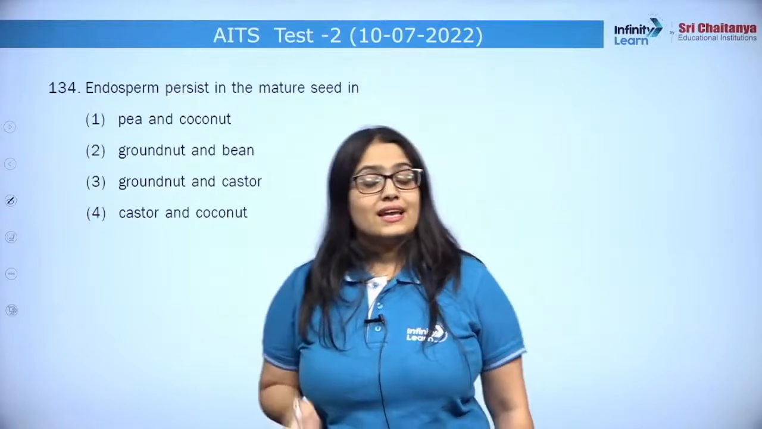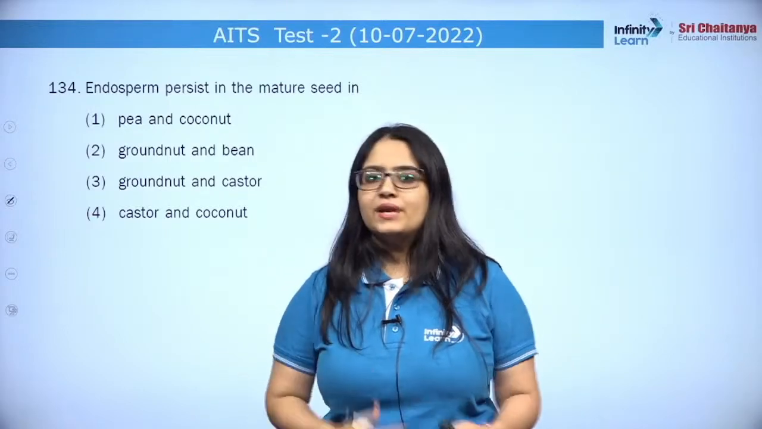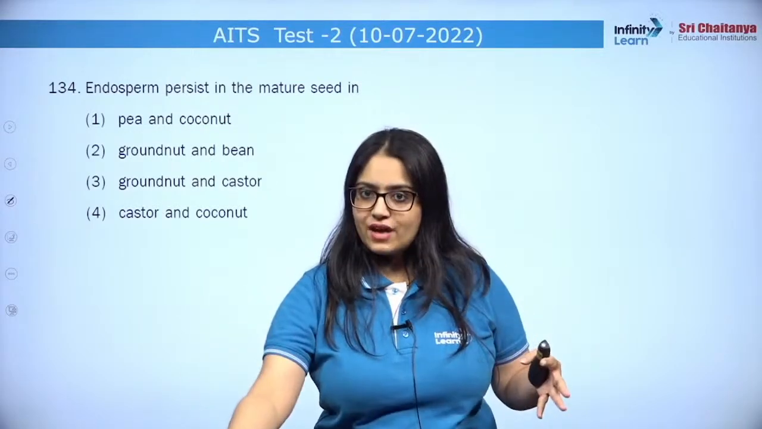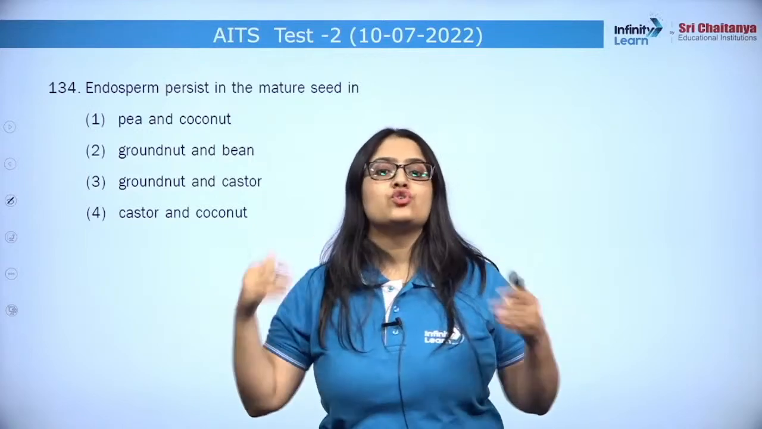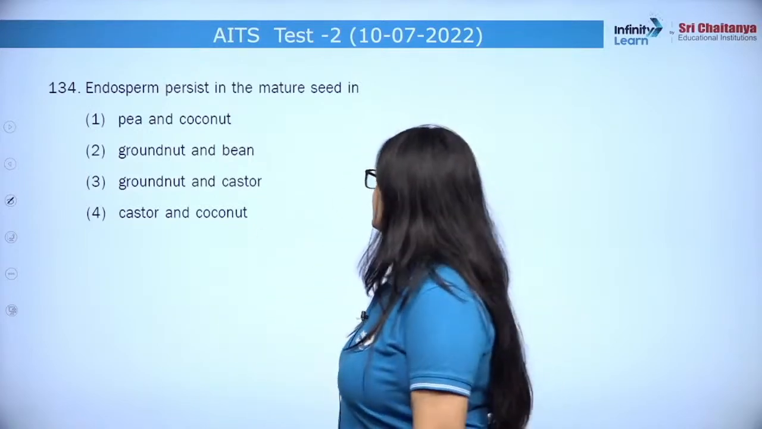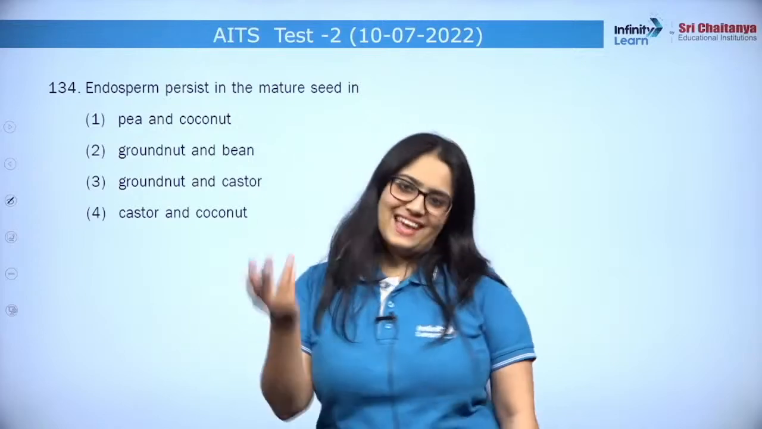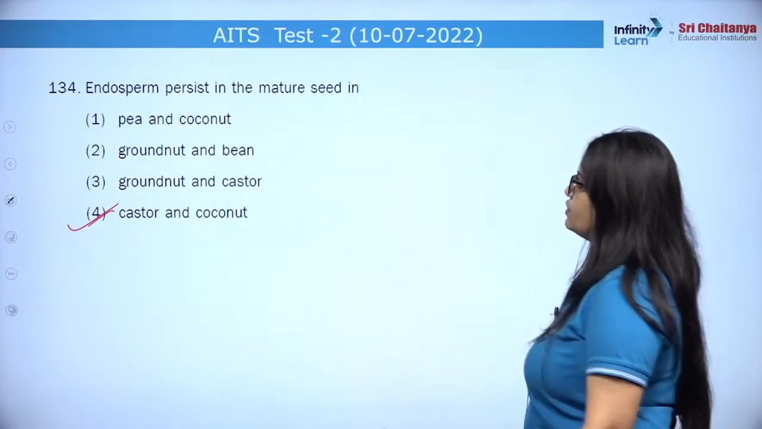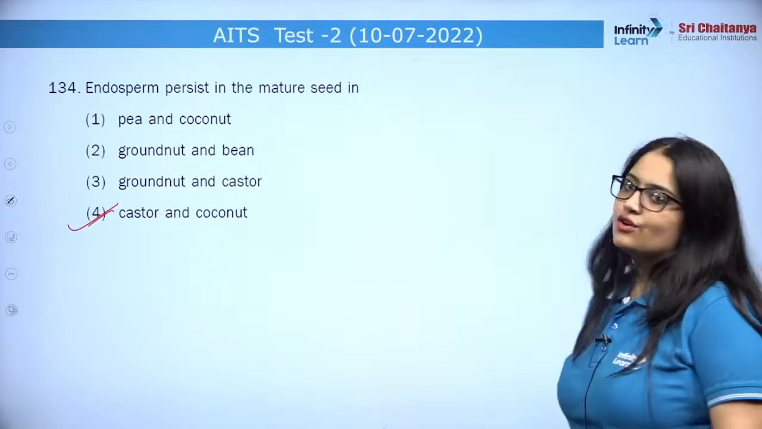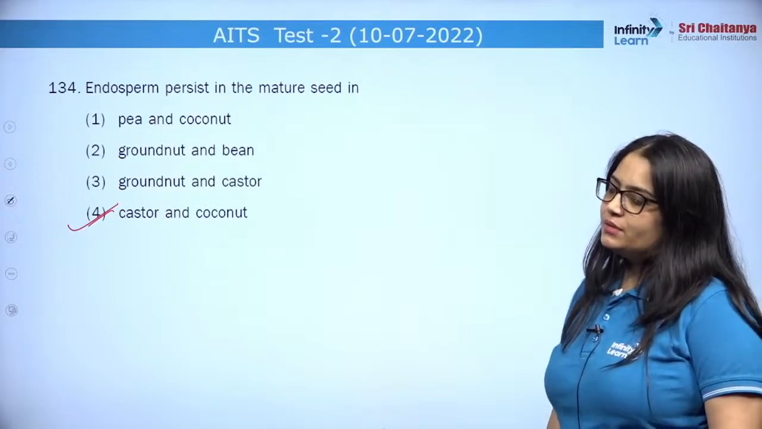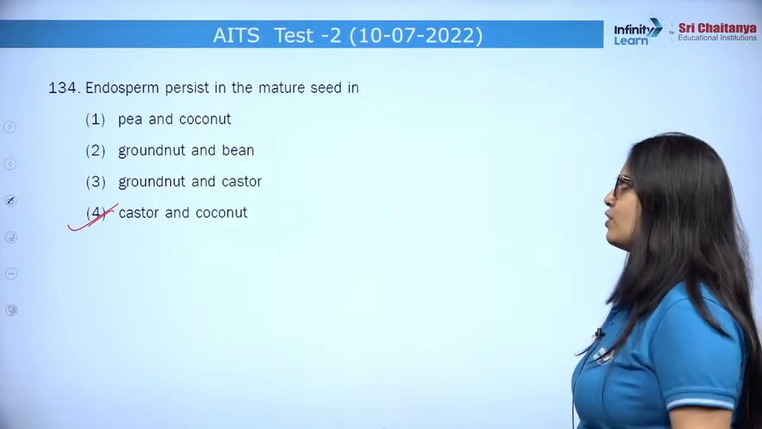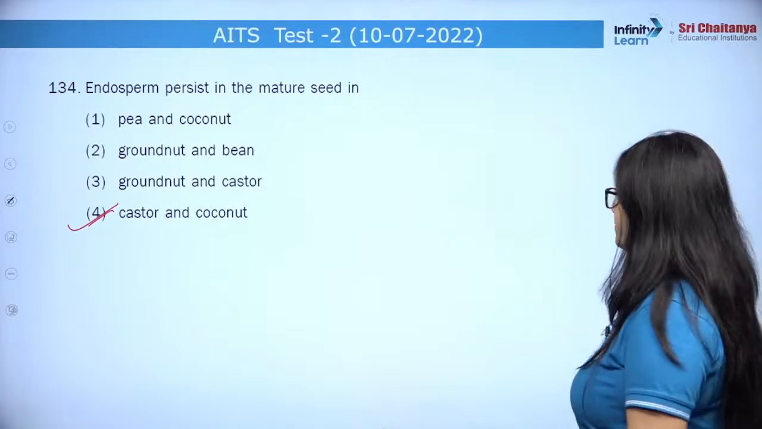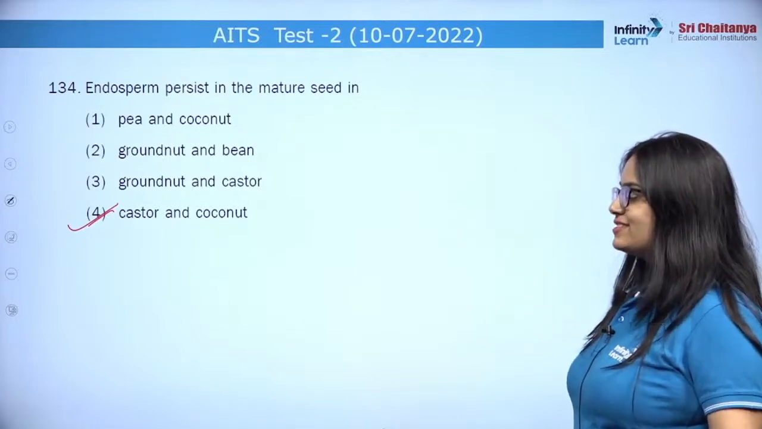There are seeds, my dear students, in which endosperm is not completely consumed by the developing embryo. It still remains persistent. It still remains left out in the seed. It persists in the mature seeds. Such seeds are known as endospermic seeds or albuminous seeds. An example is castor and coconut. Castor and coconut are endospermic seeds. Endosperm persists in their mature seeds. Pea, groundnut, bean, they are non-endospermic. They do not have endosperm in the mature seeds because the endosperm got completely consumed by the developing embryo. Next question, castor and coconut, endospermic seeds. Have persistent endosperm in their mature seeds.